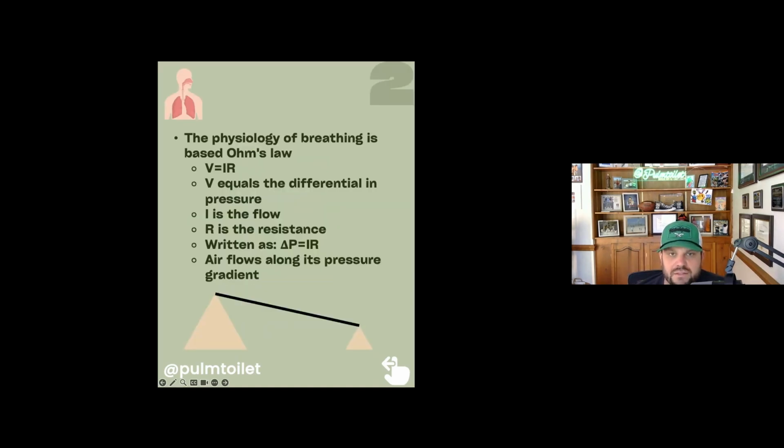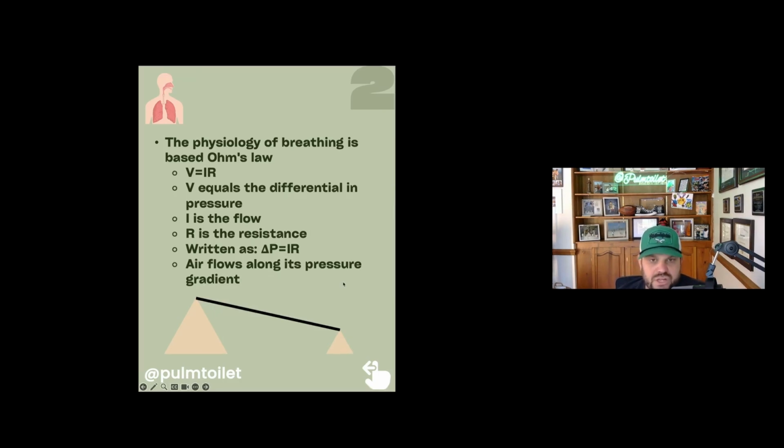If we remember that all breathing is essentially based on Ohm's law, which is V equals IR, V meaning the change in something, in this case pressure, is equal to the flow and the resistance. So when you have a change in pressure, you're going to have a flow of something, and that flow is going to be proportional to the resistance. So when we start breathing, we're going to start from an area of higher pressure, which is this big triangle that we have, that will flow to an area of lower pressure, which is this small triangle that I put here. Once these pressures equalize, there's no more flow.